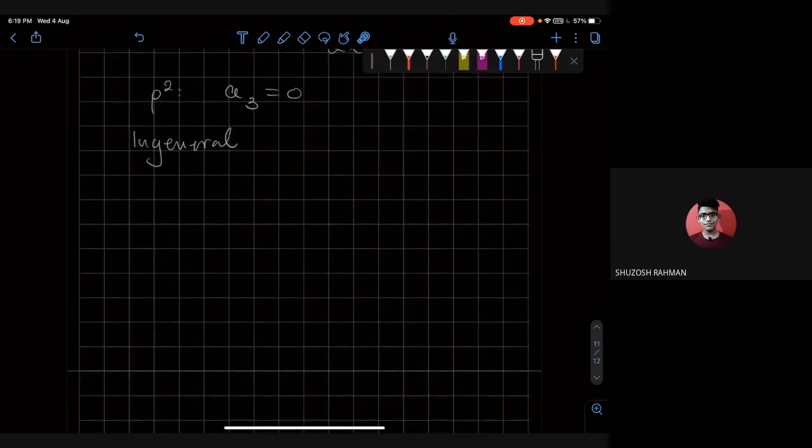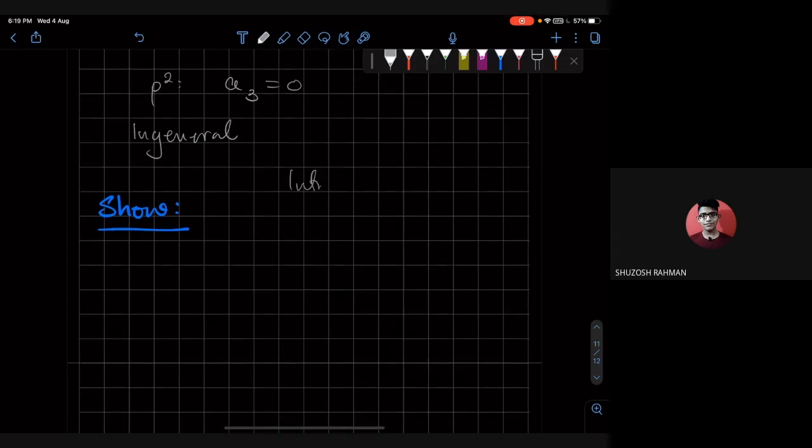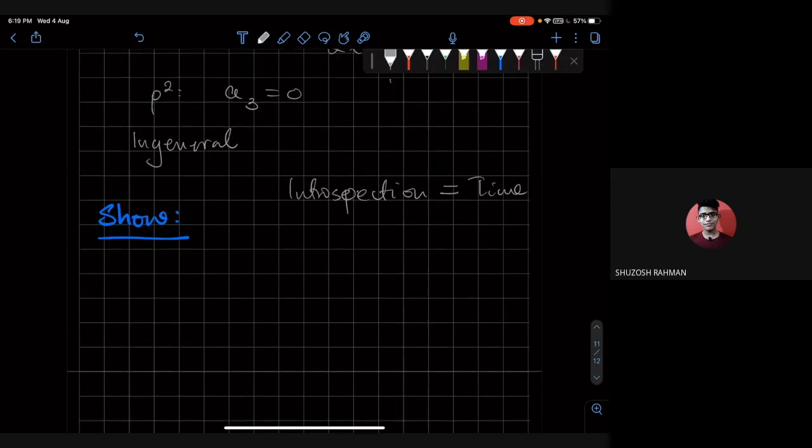So I will let you figure this out. It's not very hard, but it's something that will require some introspection. And as you know, physics cannot be done without introspection. And introspection is equal to what? Time. So if you want to learn physics, you have to give it time so that you get introspection.